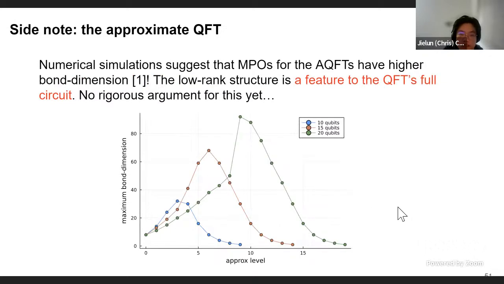Numerical simulations suggest that matrix product operators for this approximate QFT actually have a higher bond dimension, which is quite counterintuitive. This was previously found in a paper by Jielun. The low-rank structure seems to be a feature of the QFT's full circuit. I don't have a rigorous argument for this yet, but I think this is something interesting to know.